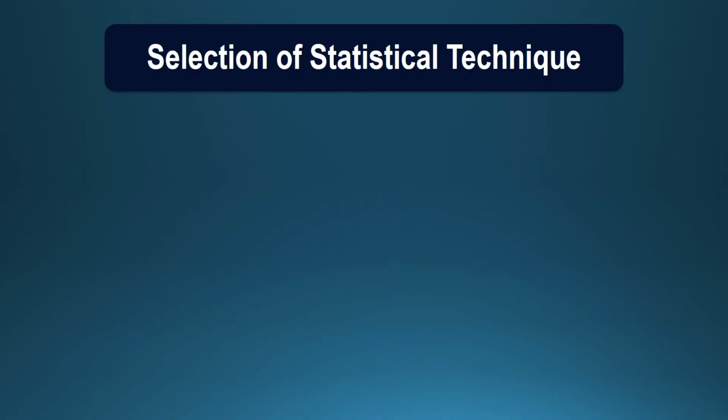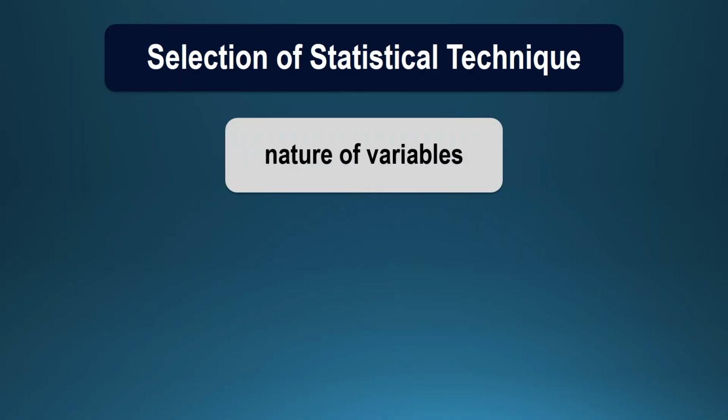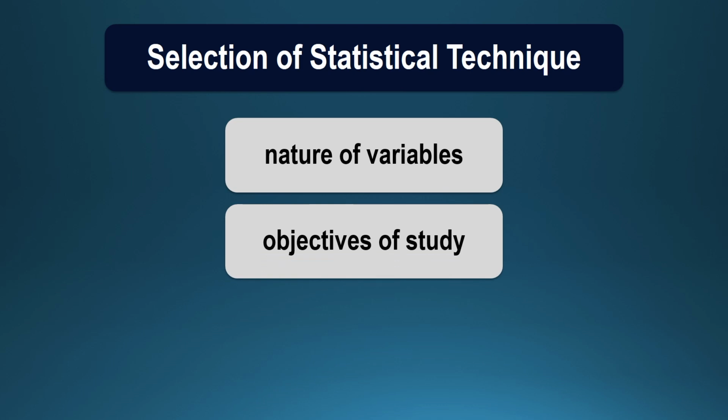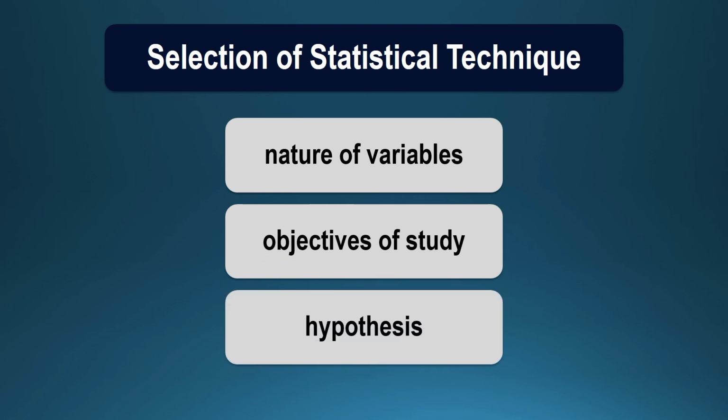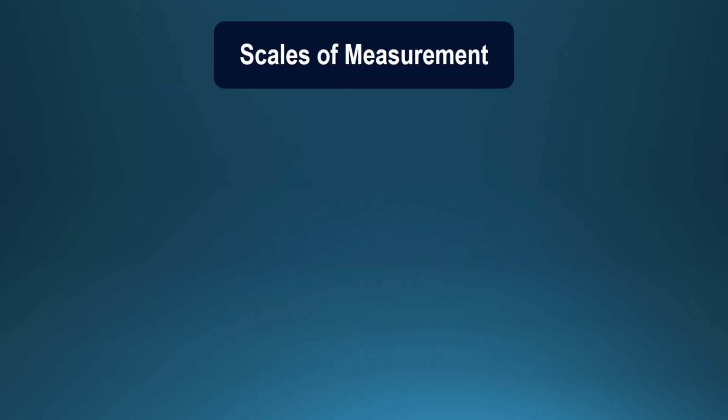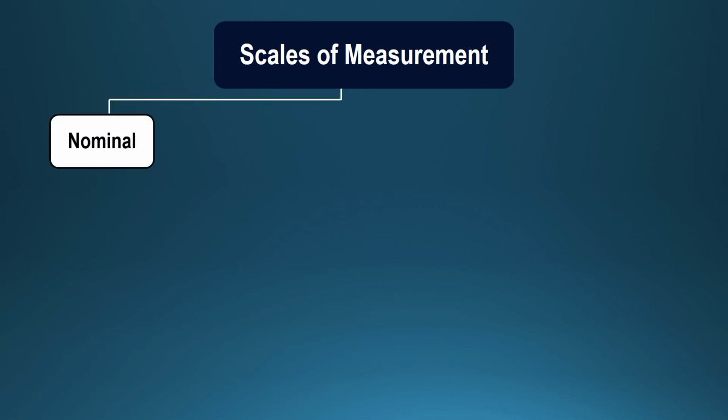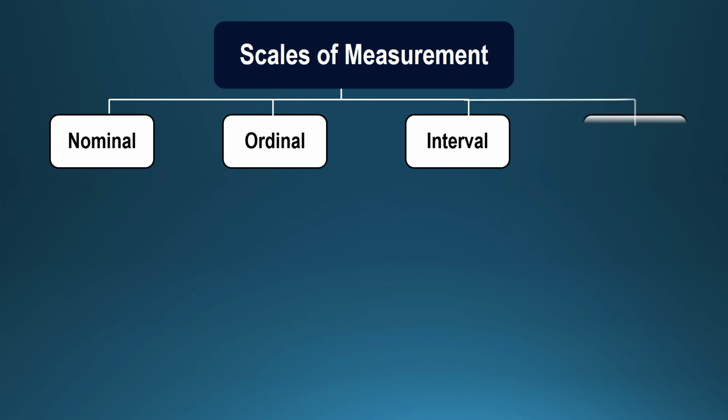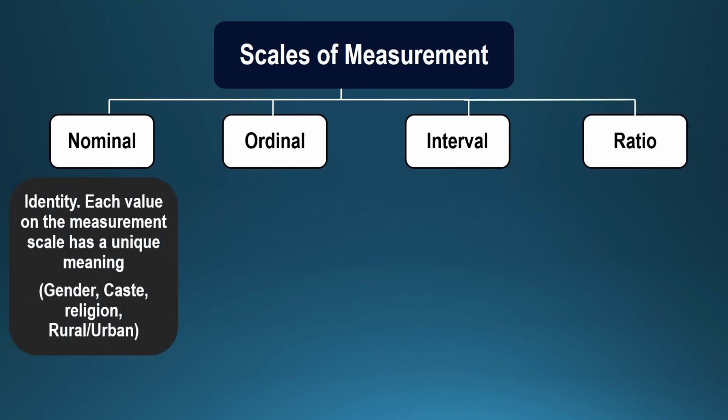The selection of inferential statistics would depend upon three important factors: the nature of variables, the objectives of study, and hypotheses formulated for this study. The nature of variables can be either on a nominal scale, ordinal scale, interval scale, or ratio scale. Nominal represents the category name.